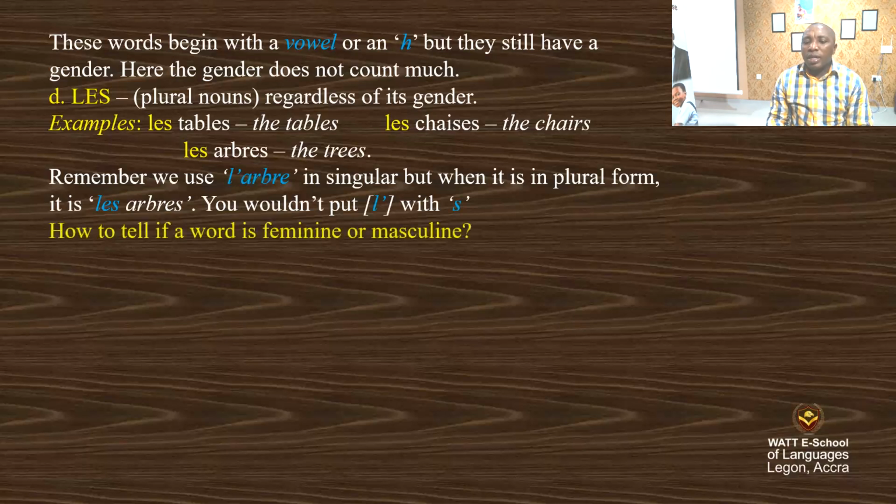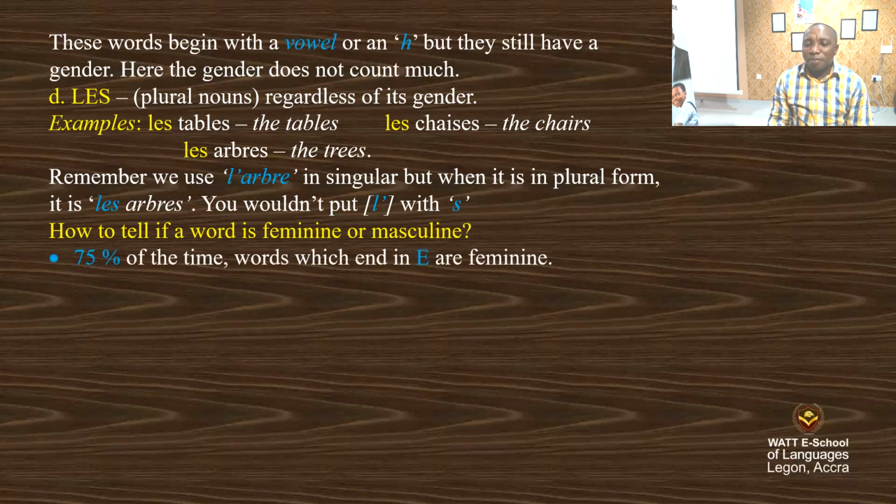How to tell if a word is feminine or masculine? How to know, how to recognize. 75% of the time, words which end in E are feminine, even more than that. Some words that end in E are likely to be feminine. It's not all, that's why we give a percentage. But you cannot calculate a percentage to know if maybe there are 20 words or 100 words.